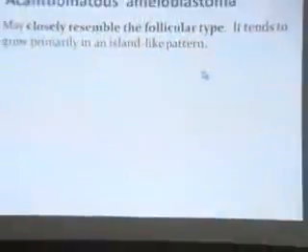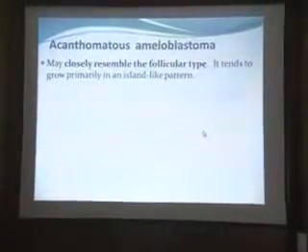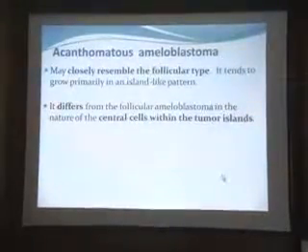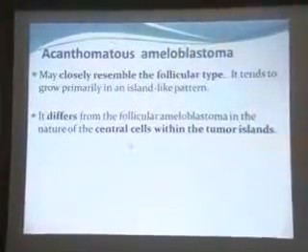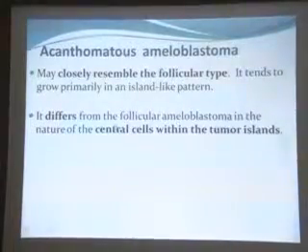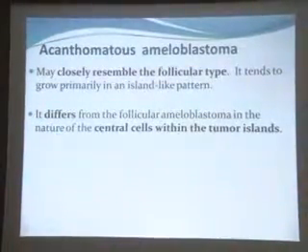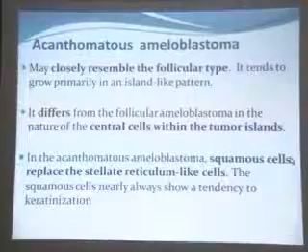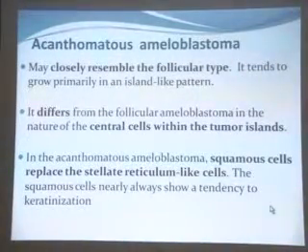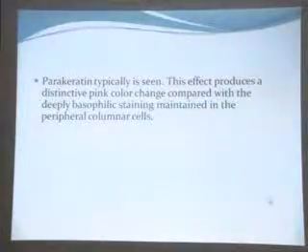Now considering this as the key feature, we will discuss how the other variants differ from the follicular ameloblastoma. So let's see the acanthomatous ameloblastoma. It may closely resemble the follicular ameloblastoma because it grows in an island-like pattern. It differs from the follicular ameloblastoma in the nature of the central cells within the tumor islands. The pattern is that of islands or follicles, the only difference is in the central cells. In the acanthomatous ameloblastoma there is squamous cell differentiation, or squamous cells replace the stellate reticulum-like cells.